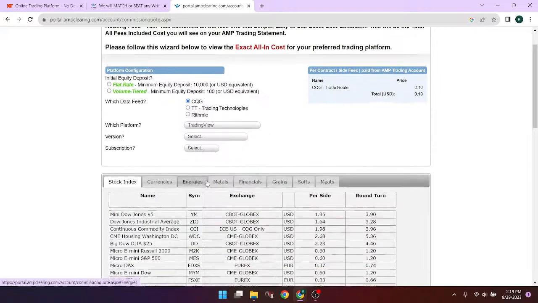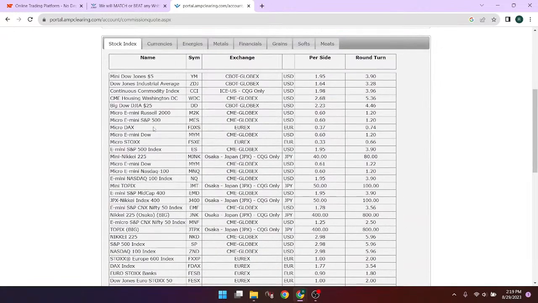Version doesn't really matter. Down here we can scroll down and we can see here that we have the micro S&P 500, and you can see that round turn, so they give you per side and round turn here, so you don't have to do the calculation. It's $1.20 per contract with them. Micro for the NQ is $1.20 as well. And the full E-mini NQ, you can see right here, is $3.90.